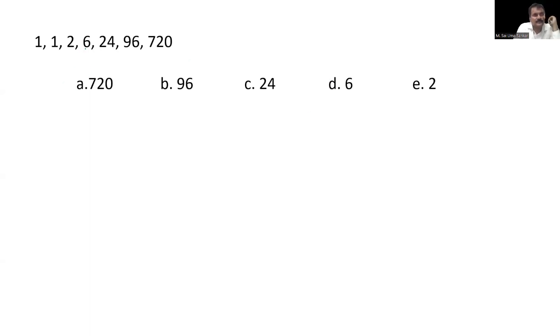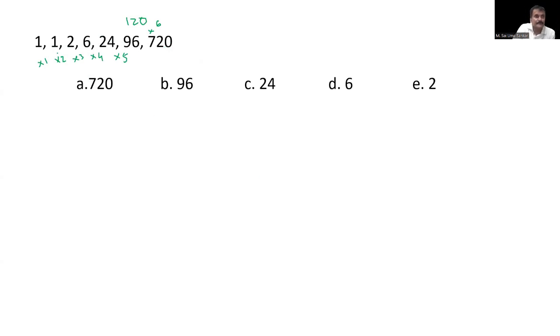See, if you observe carefully, all are multiples. This is equal to 1 into 1, this is 1 into 2, this is 1 into 2 into 3, this is 6 into 4, and this is equal to 24 into 5. So if that is equal to 120, then 120 into 6 is equal to 720, which satisfies the condition.